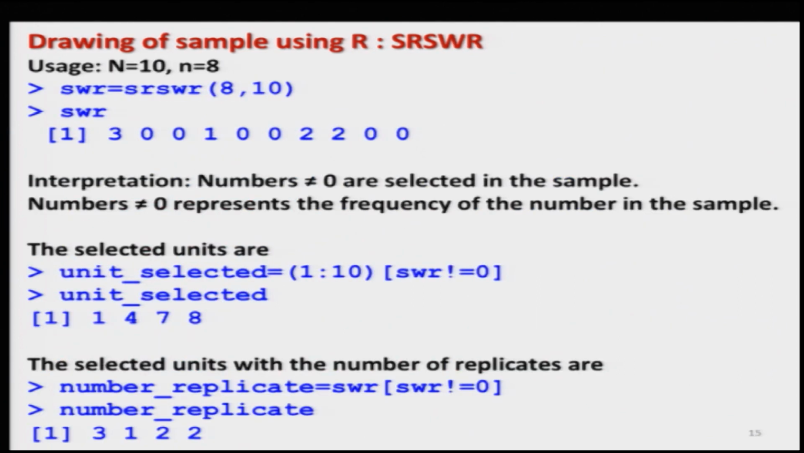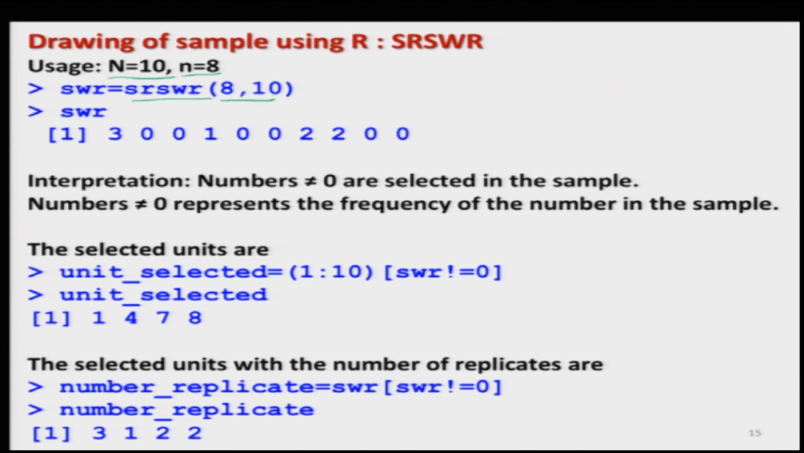Now, I try to take the example of a simple random sampling with replacement using the same example. So, for example, I can show you here, I am taking a population of size 10 and a sample of size 8. So, I want to draw a sample of size 8 from a population of size 10. Well, I have taken it to be pretty large because I wanted to show you something. So, now I use the command SRSWR 8 and 10.